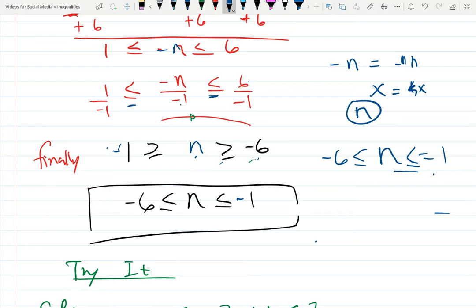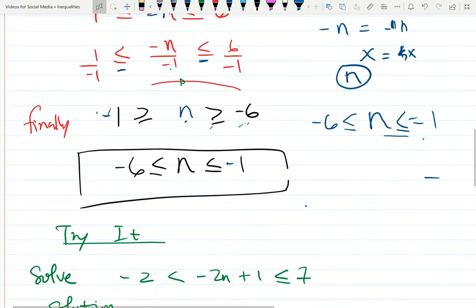Replay the video and listen to it over and over again. When we divide by a negative number, we reverse the sign. So this is your solution.